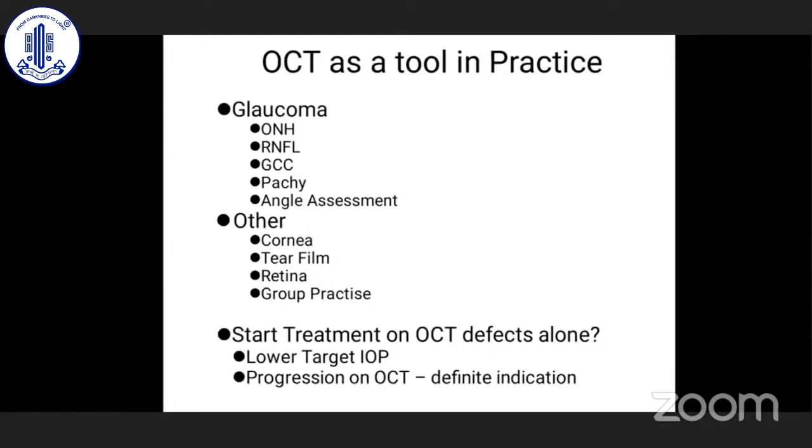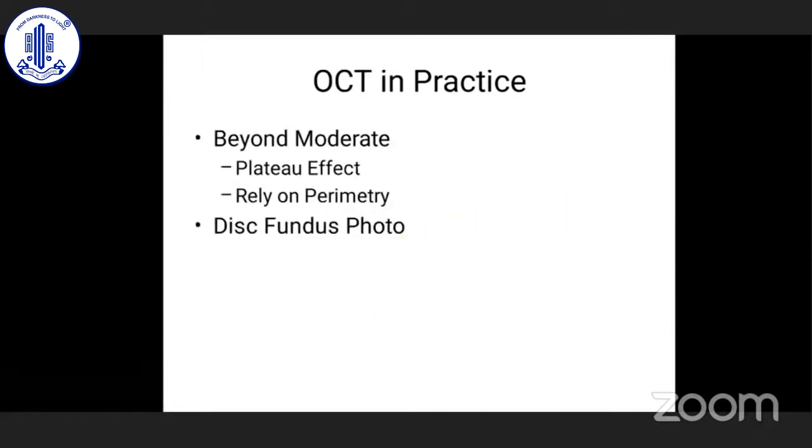Even if you don't start treatment, you lower the target pressure in that patient based on those isolated sector RNFL defects on OCT. But if there is progression on OCT, like I've shown, and especially if you've done it on the same machine and done it yourself, then that could be an indication for starting treatment. So this is the crux of it.